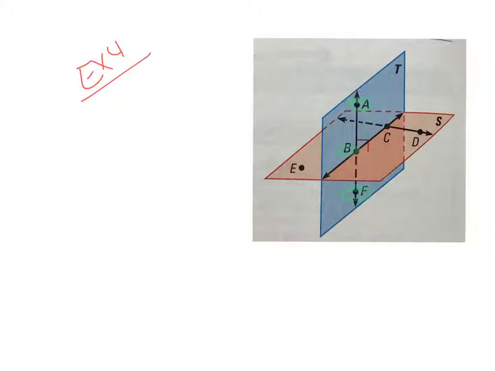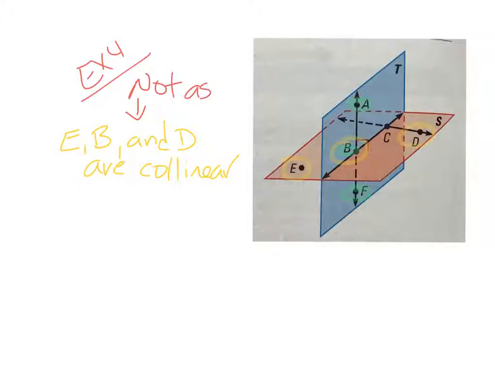All right. E, B, and D. Where are E, B, and D? Are those collinear? No, E's all the way over by itself, isn't it? So we know that E, B, and D is not assumed. We can't assume that E, B, and D are collinear.